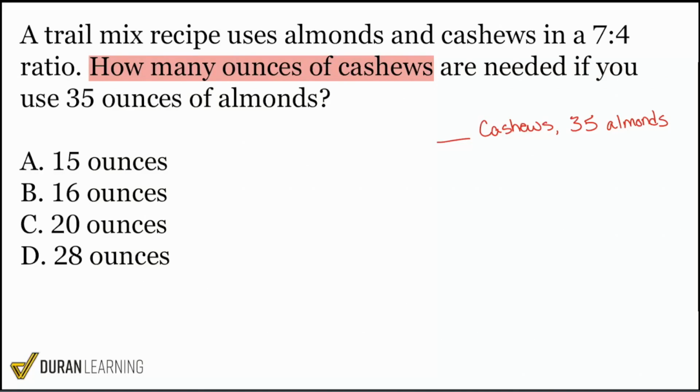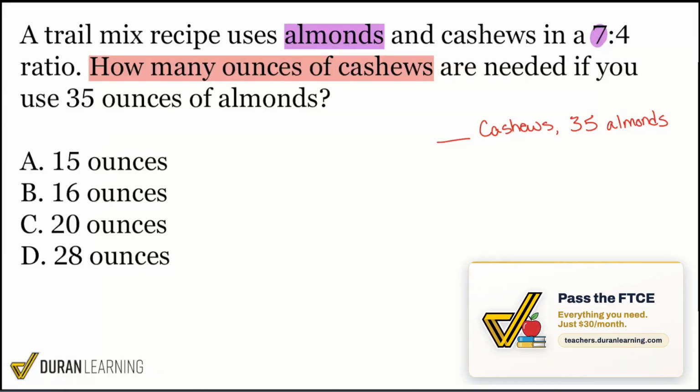Now, when we take a look at the information that we're given, let's see if we can set up the information comparing it in the same way. Because we have cashews to almonds, and I see here that it says a trail mix recipe uses almonds and cashews in a 7-to-4 ratio. So again, when you read a ratio, we have to respect the order in which it's written. So 7 is the first number, almonds is the first term, so almonds represents 7, and then cashews is represented by 4. Booyah, nice and easy.